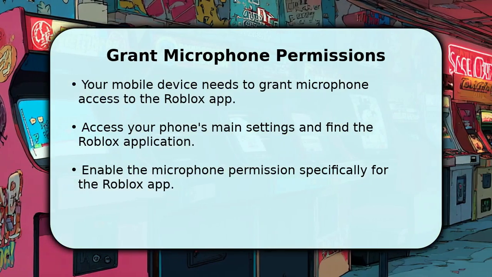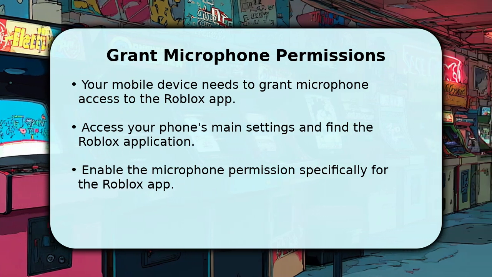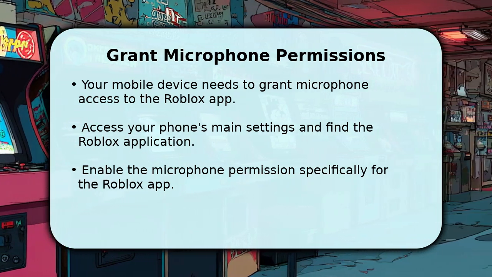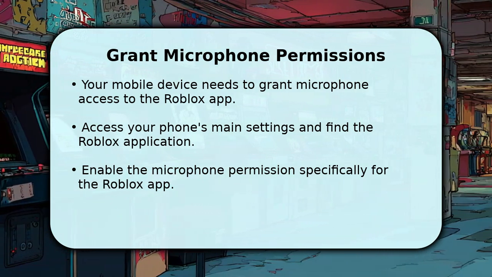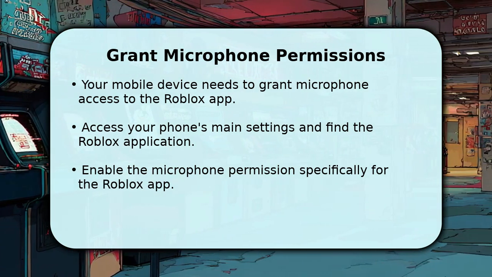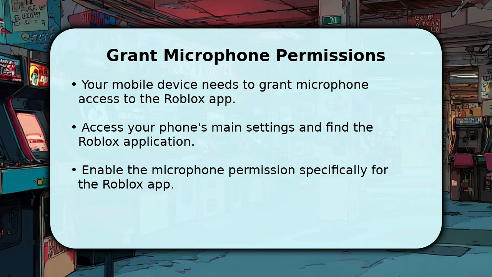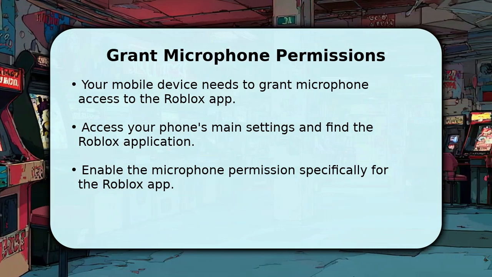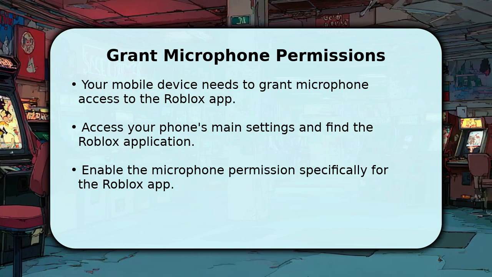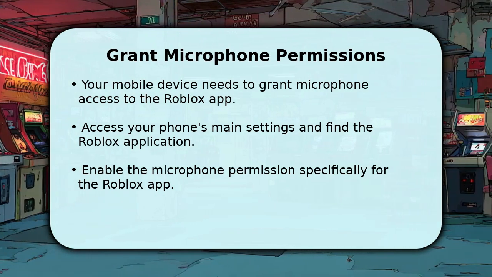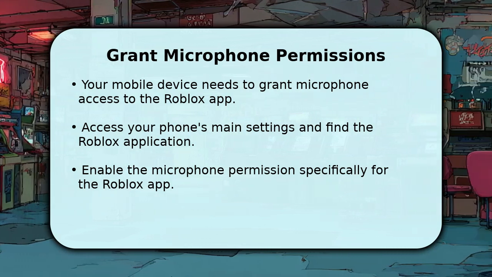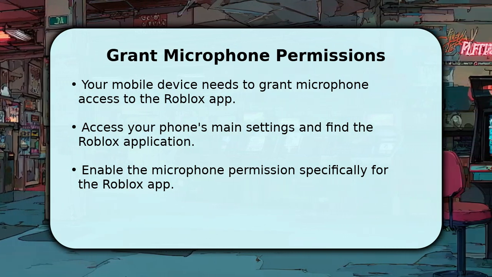Beyond the in-app settings, your mobile device itself needs to give Roblox permission to use your microphone. Go to your phone's main settings menu, then find the Apps or Applications section. Locate Roblox in your list of installed apps. Tap on Roblox, then navigate to Permissions. Make sure the microphone permission is toggled to allowed. Without this, even if enabled in Roblox, your mic won't function.